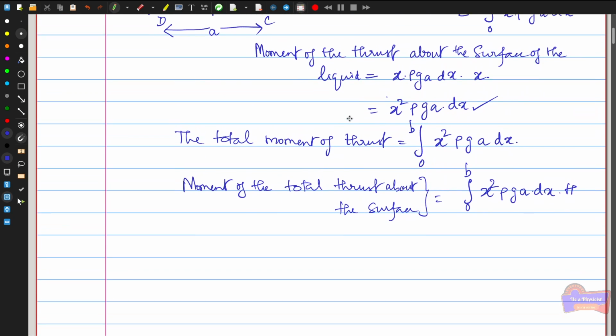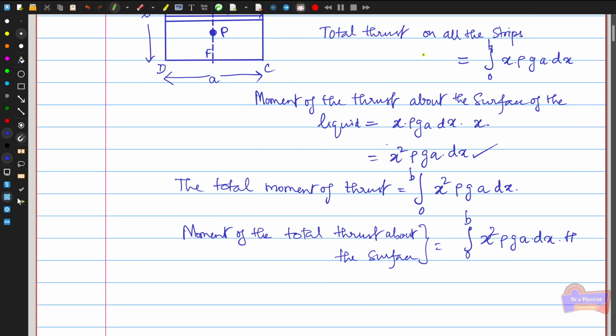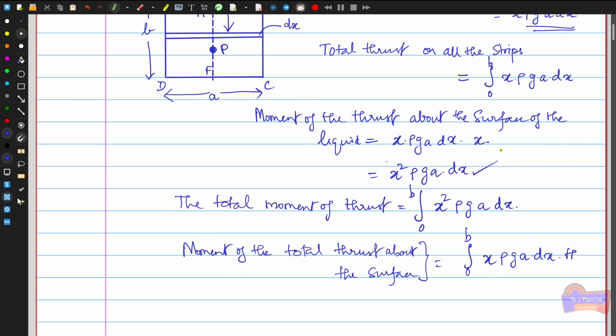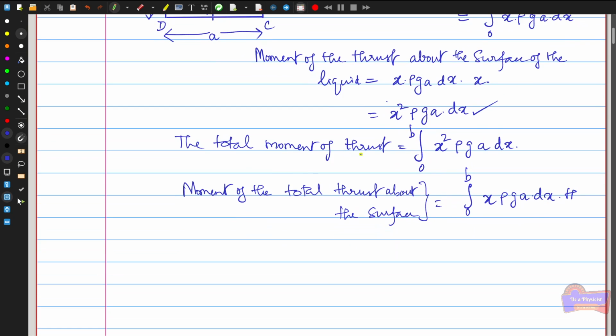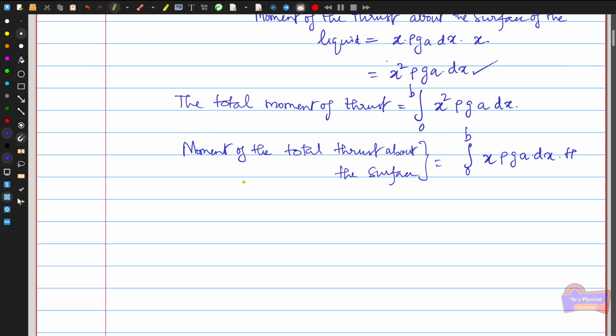Suppose at any equilibrium point, the total thrust of all the strips is equal to this moment of the total thrust. Sorry, the moment of the total thrust is not x squared, it is actually x into rho g x, because this is the total thrust of all the strips, and we are considering the center of pressure P, which is situated at the height of h. So the total thrust into the height h gives the moment about the surface. Therefore, I can equate these two equations, the total moment of the thrust and the moment of the resultant thrust.